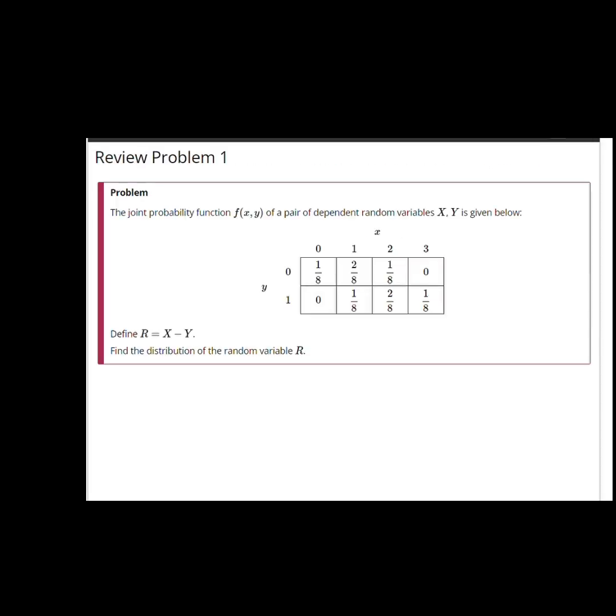Review problem 1. The joint probability function f of x, y of a pair of dependent random variables is given in the table below. From the two random variables x and y, I'm going to define a third random variable called r. R is x minus y, the difference between x and y. What's the distribution of the random variable r?